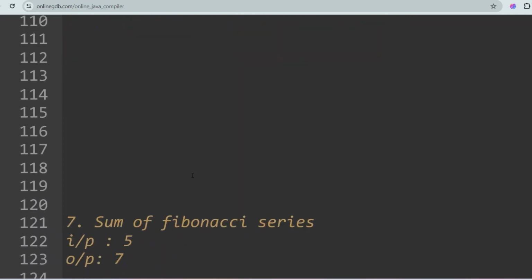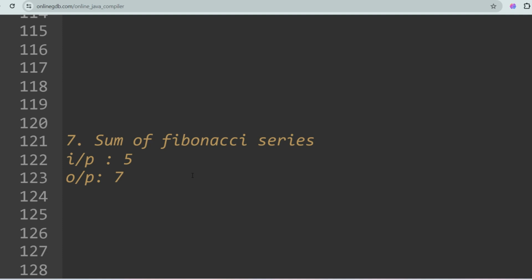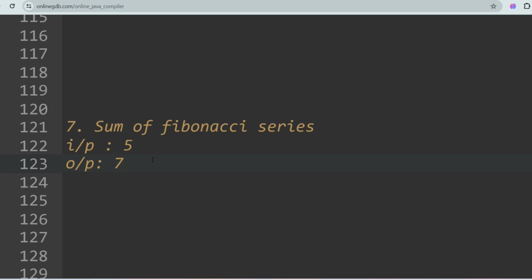Okay, let me go to the next question, that is sum of Fibonacci series. In this problem you are given an integer as an input and you have to sum all the Fibonacci series up to that input, right? So at first you have to print all the Fibonacci series values up to this, I mean 5. Then you have to add all the values, right?